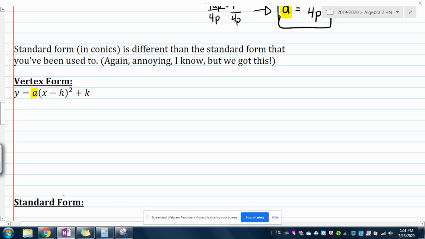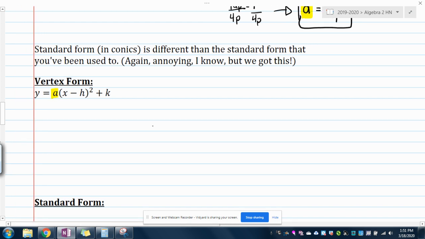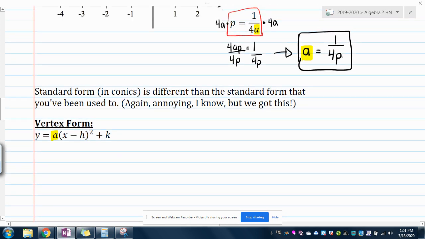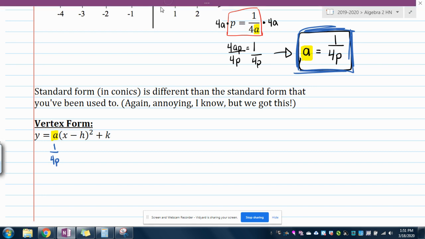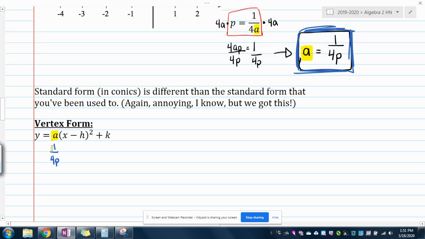So the first thing I'm going to do is replace that a with this formula up here, which is 1 over 4p. I'm going to take this and do 1 over 4p instead of a, because I think it's important to do that first and foremost, because we do want that p in there eventually. So we have y equals, and then x minus h squared plus k.